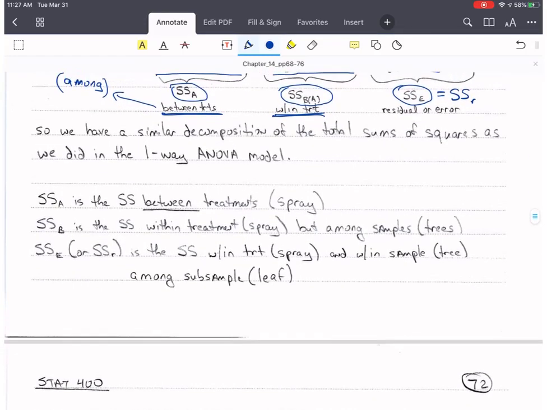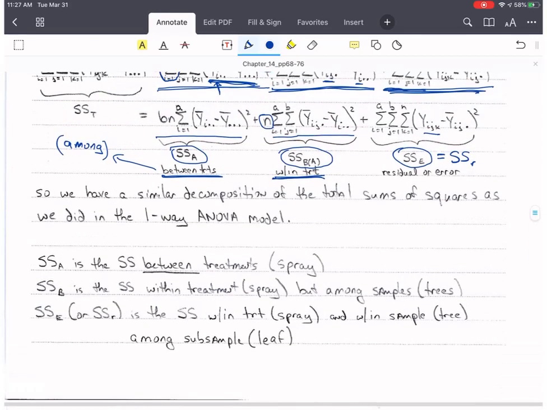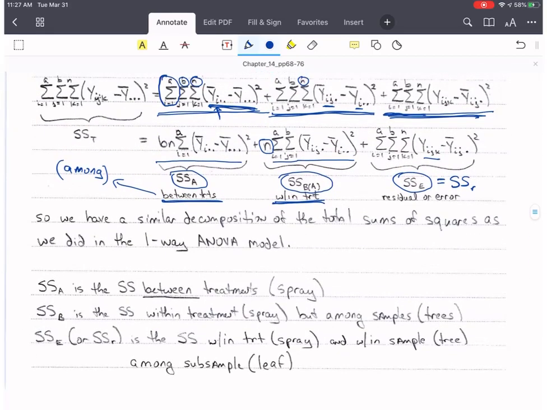All right. So you'll notice that, I'll scroll back up here. You'll notice that we have a similar decomposition of the total sums of squares. That's this side, total sums of squares, as we did in the one-way ANOVA model. But now instead of 2 terms, we have 3 terms. Instead of just SSA and SSE, or SSTRT, I think we called it, and SSE, we now have SSA, SSB nested within A, and SSE.